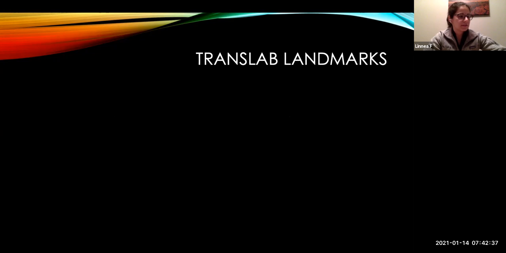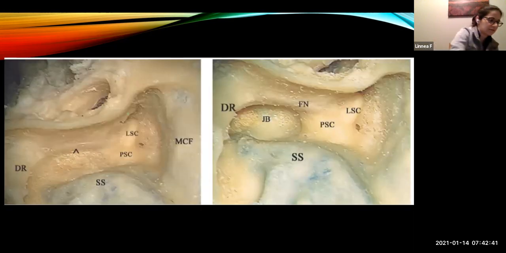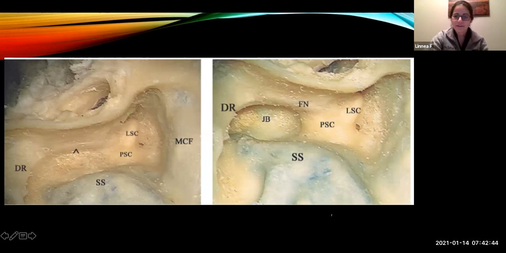So getting into the end of this, I've got a bunch of pictures to just point out some of the landmarks for our different approaches. So if I were a real jerk, I could ask you which ear this is, but I think that ship has sailed.